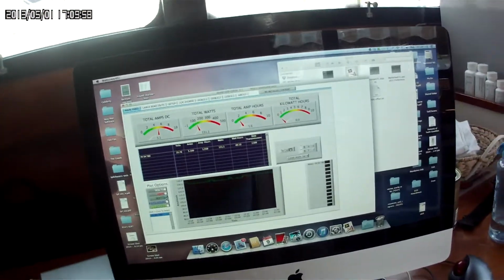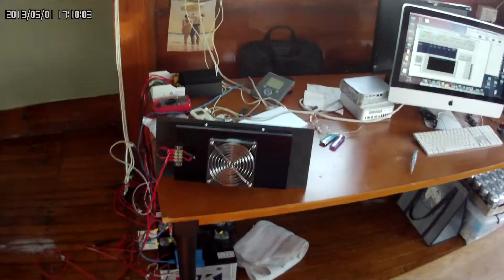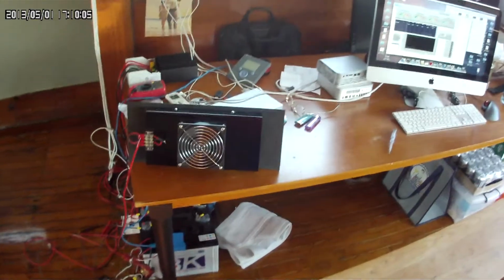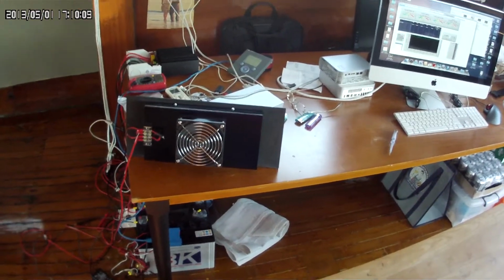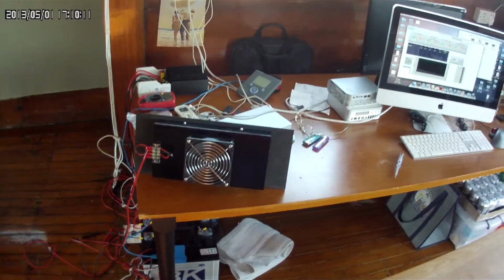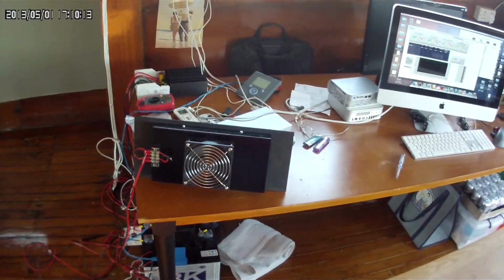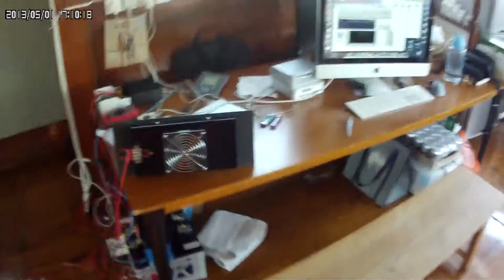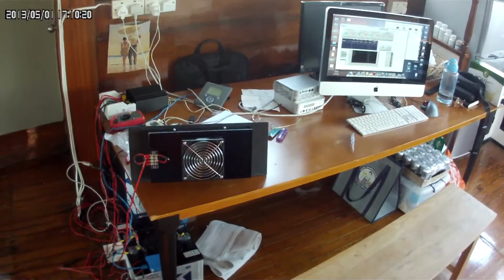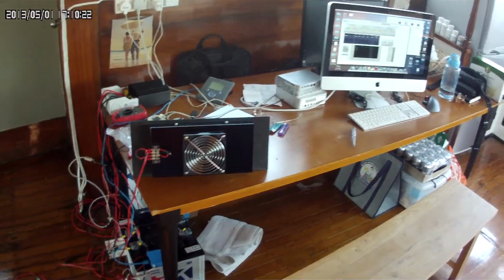So, initial tests of the little squiddy running off of 150-watt panels in series, it's looking good. Then once I hook up the 36-volt 300-watt panels, we'll have four of those. Things will be good.